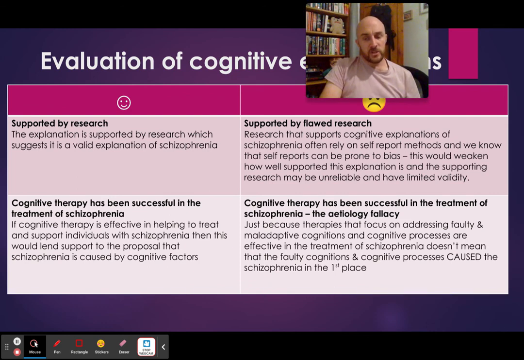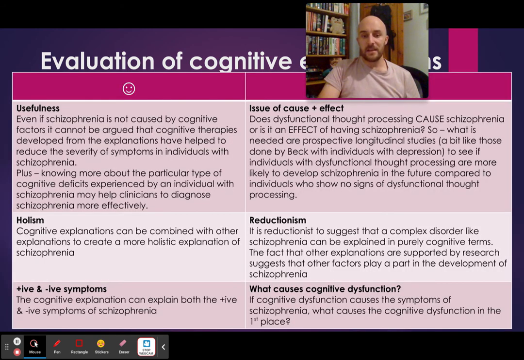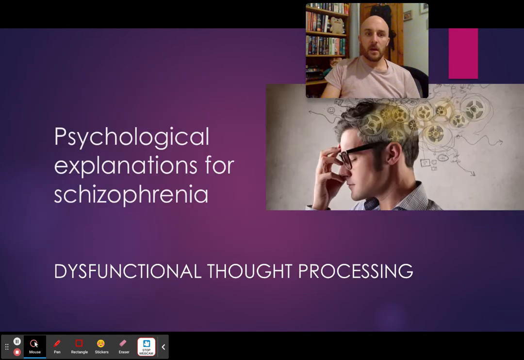Some evaluations just here. Don't want to go into these in too much detail, but you do need to know them. And there's some evaluations here. I would avoid saying, by the way, that cognitive theories are reductionist. They are not reductionist. Please ignore that point, but they are slightly holistic. Okay, one final thing. This is just a tiny add-on to the cognitive theories.